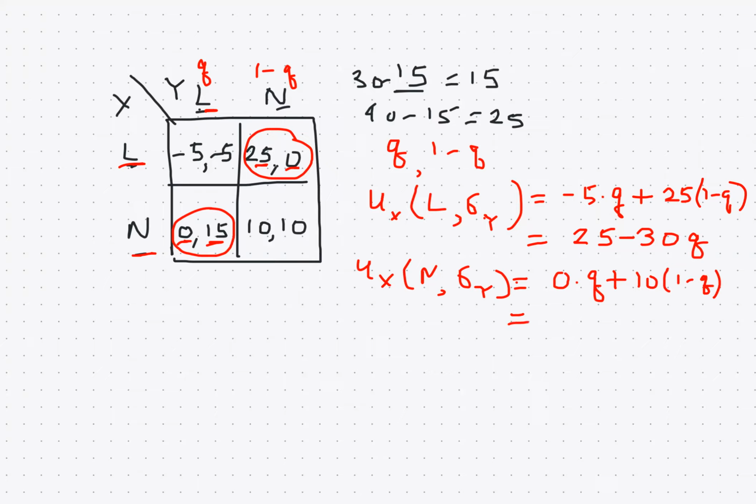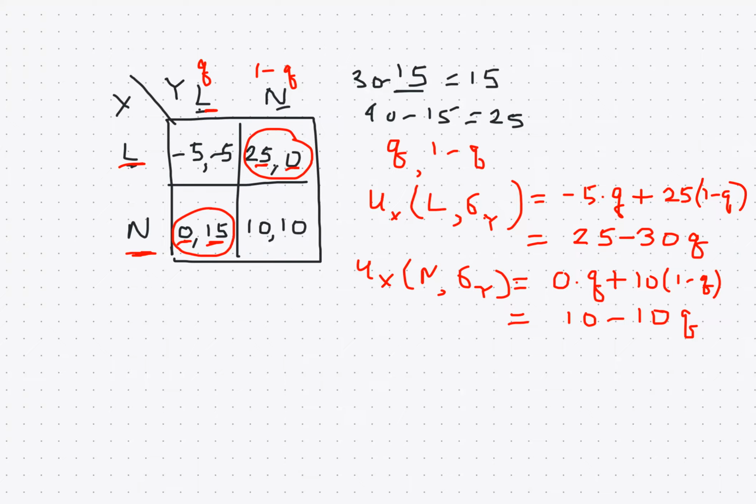So this will simplify to 10 minus 10Q. Okay, so for firm X to be willing to randomize, it must be that the expected payoff from playing L is equal to the expected payoff from playing N. Okay, so you can set them equal.